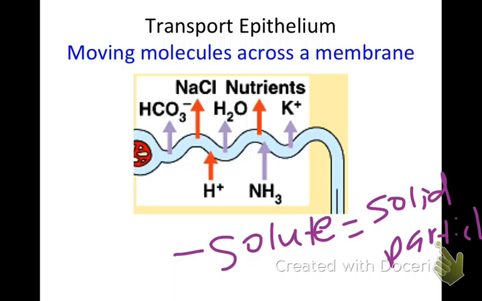So this is what it looks like here. Transport equilibrium. You're going to have molecules moving across a membrane. Think about cell membrane transport, osmosis, diffusion, active-passive transport. So these are some of the things that are going to be going across the membrane. Potassium, ammonia, water, just some hydrogen ions.